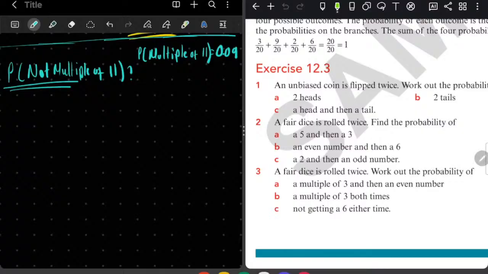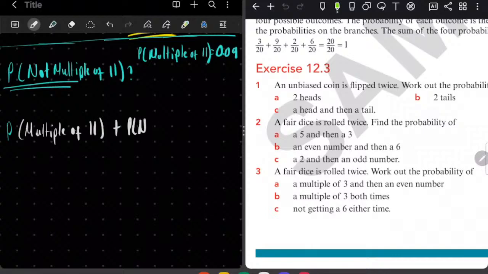How do you get it? How do you find these not ones? Probability of multiple of 11 plus, yes, well done, probability of multiple of 11 plus probability of not multiple of 11 is equal to 1. So how do we now get probability of not multiple of 11?